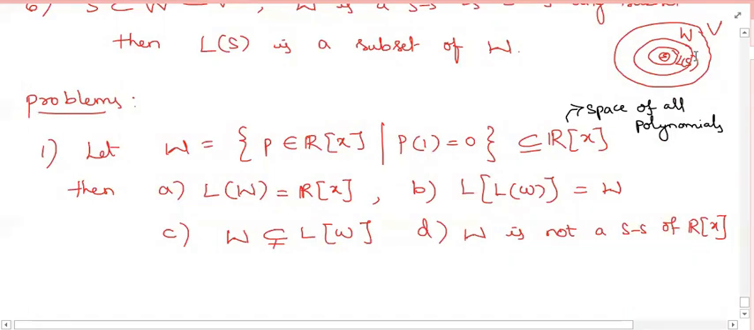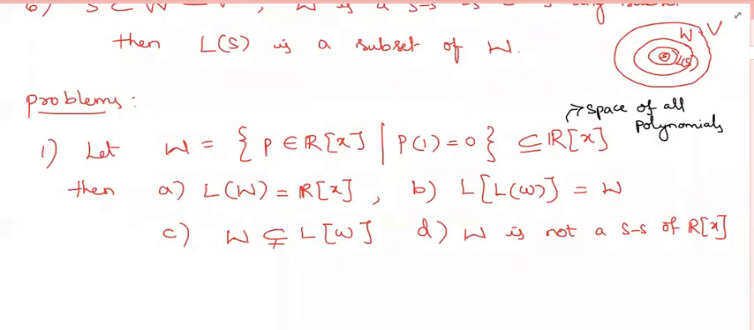Yeah. Almost everybody wrote the correct answer. Few people are saying which option? D. But D is not correct. Why is D not correct? Why W is not a subspace? It is a subspace. Can you check?